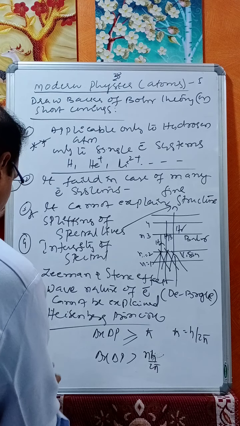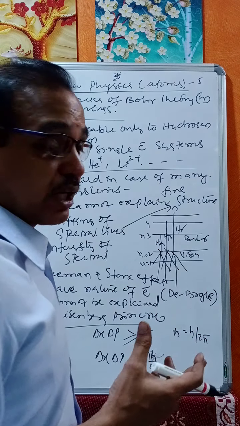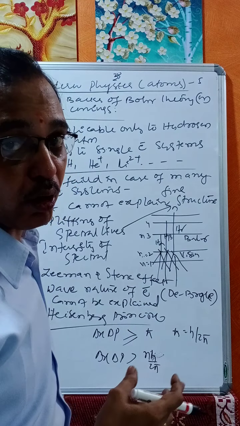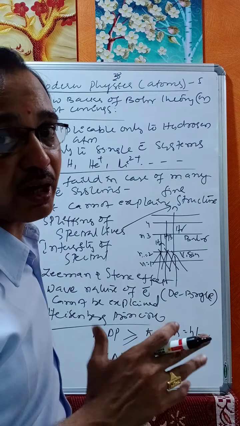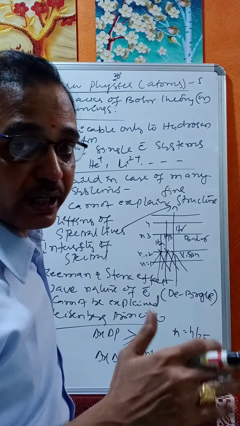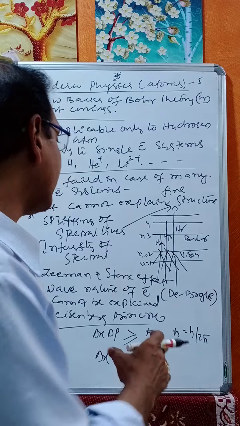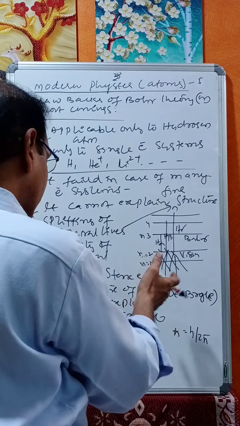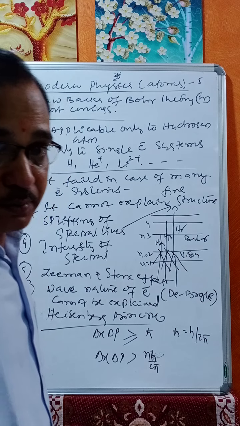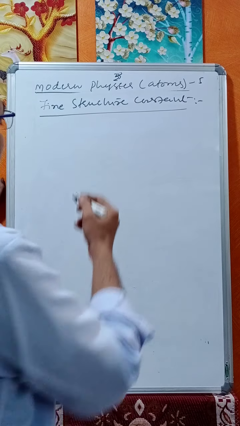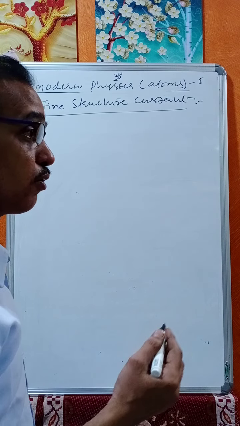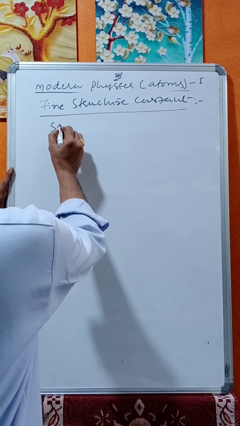And lastly, the electrostatic force between nucleus and electron is explained, but not between electron and electron. So it cannot clearly give the electrostatic forces between electron and electron, but gives clearly the forces between electron and nucleus. Now let us see what is the fine structure constant. I have discussed what is fine structure: splitting of spectral lines.